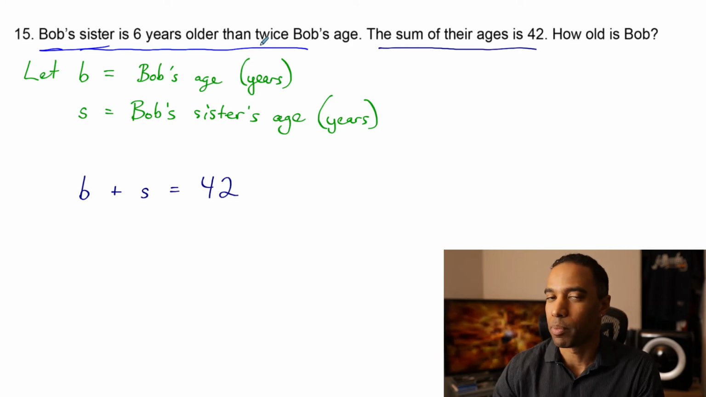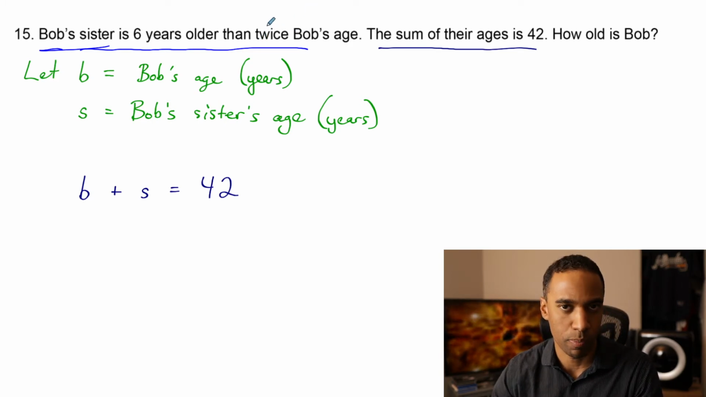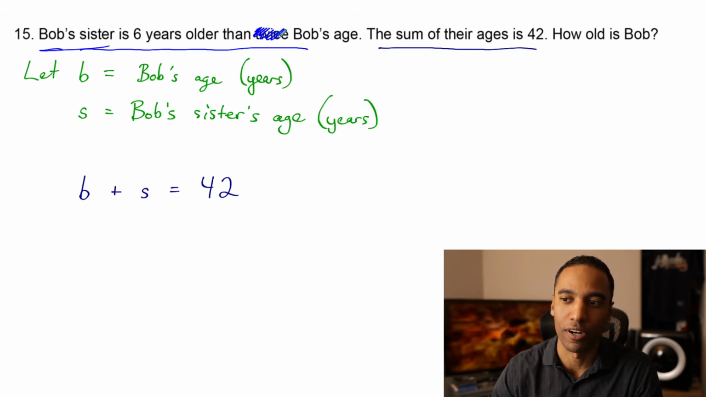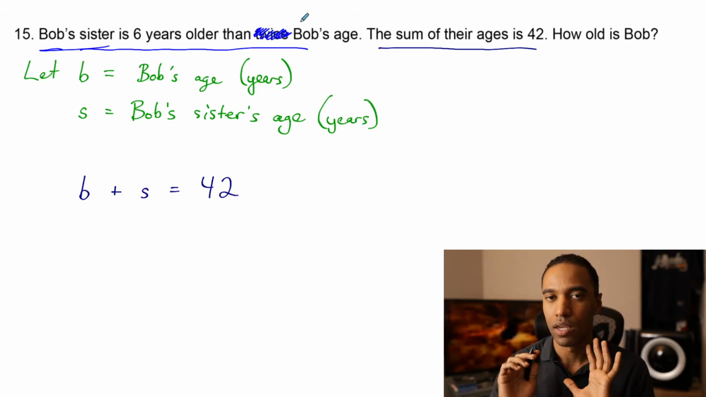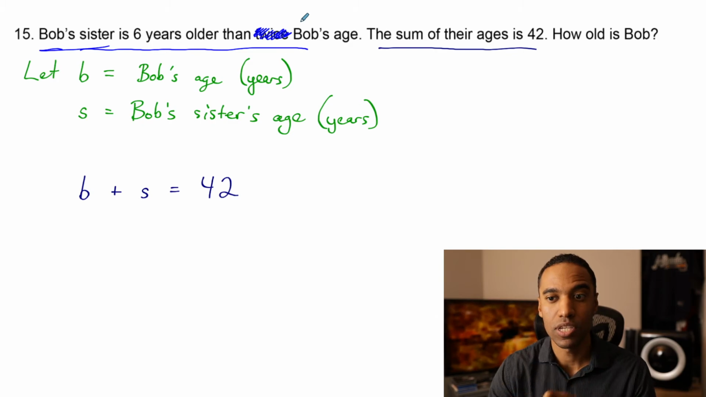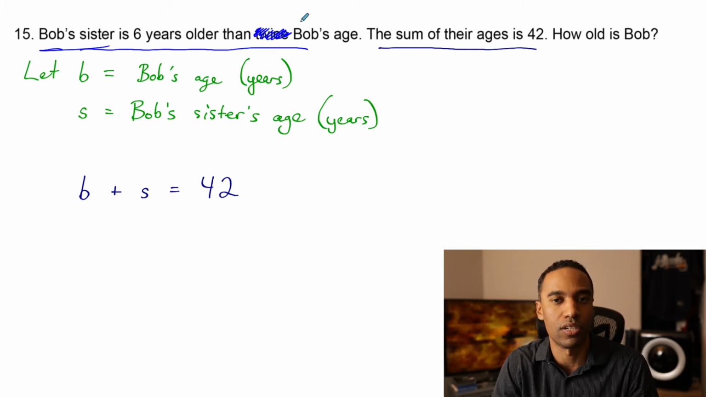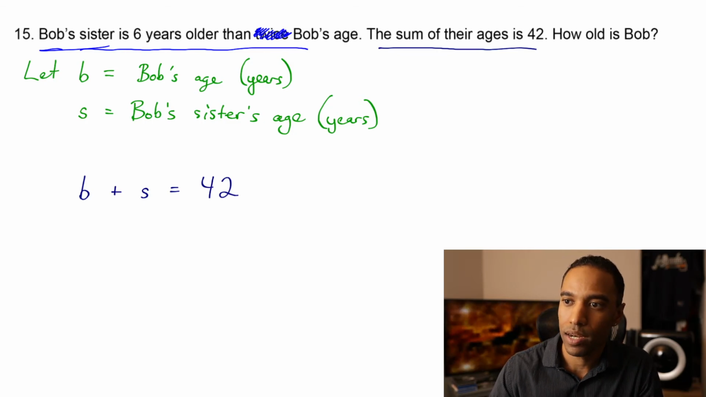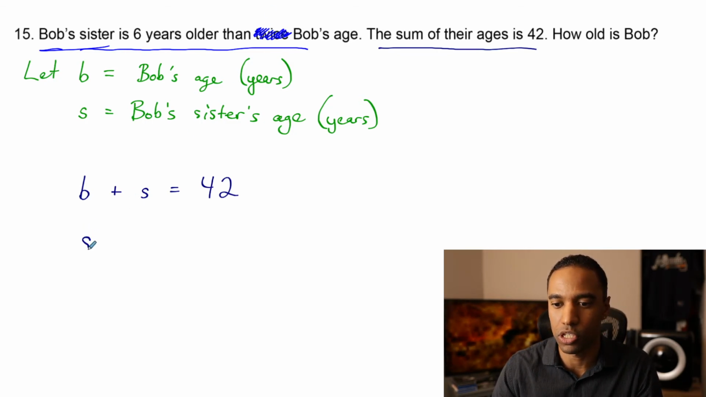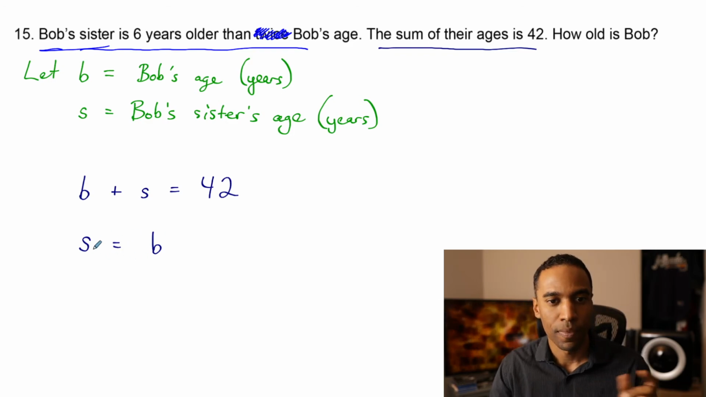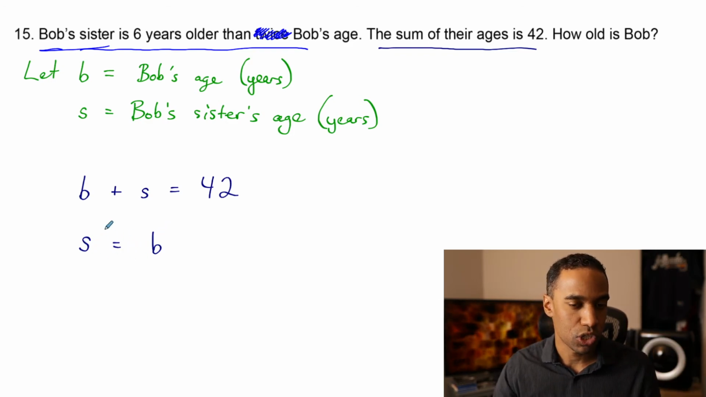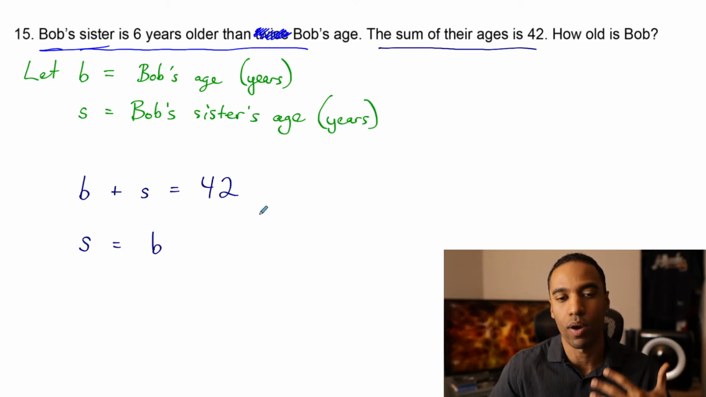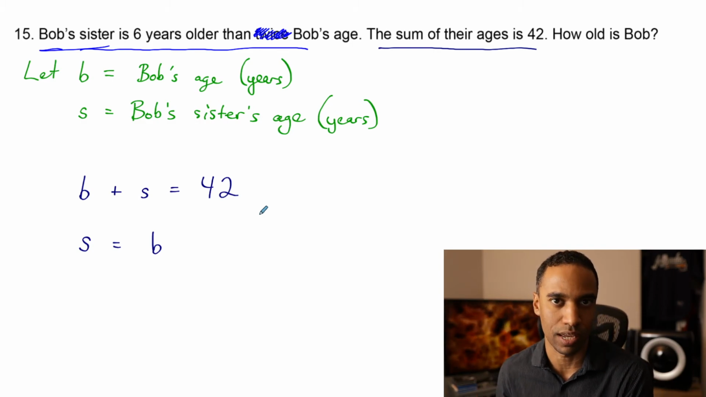You know what's hard for people to cope with right here? The twice part. Let me ignore the twice part for a second. Let's see if we can just do this part without the twice. Bob's sister is 6 years older than Bob's age. Could you come up with an equation that way? I think we could. Let's write an equation that has to do with how old the sister is in terms of Bob's age. Does the sister equal Bob's age? No. But we're going to make an equation that involves sister on one side, Bob on the other side, and say what you have to do with Bob to make it the sister's age.